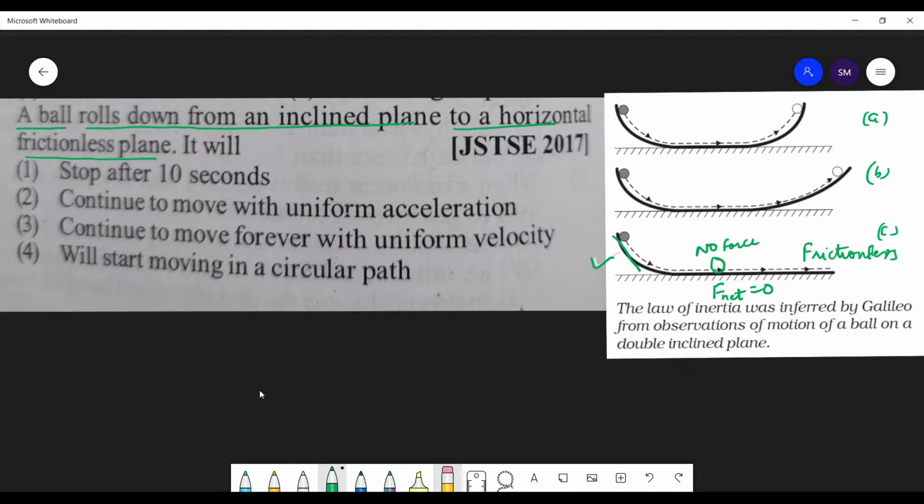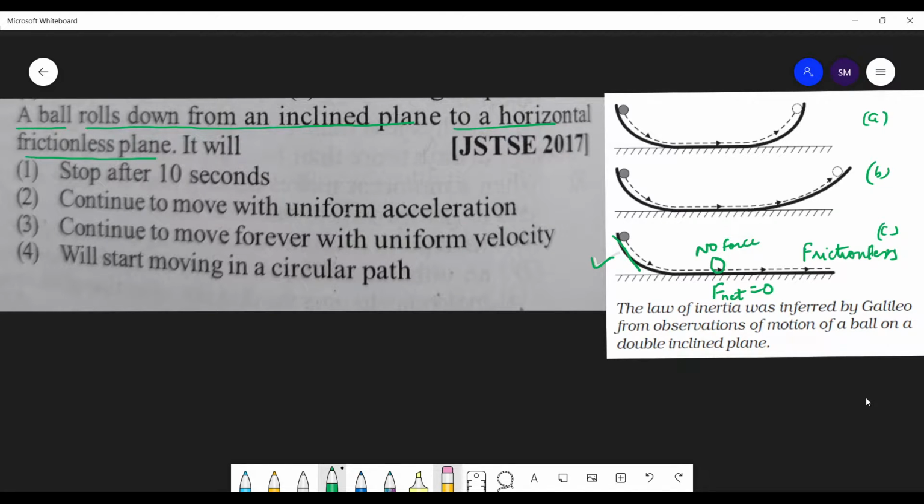Okay. So Pranshu, your answer is correct. That's option 2. Okay. But why option 2? If I say that your answer is correct, suppose, then what's the reason that option 2 is the answer? Because no force acting on the body. Okay.